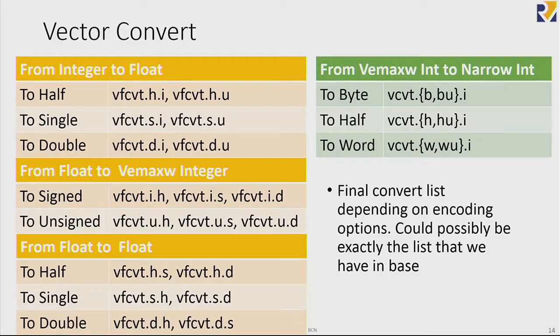So that's new. Converts, full set of converts. This is from integer to float, from float to the max integers that you have, from float to float, obviously all combinations, and from a large integer to a narrow integer. Again, it seems that we will be able to just encode the exact same mnemonics that you know and love, fconvert SW, fconvert SWU. That's really dependent a little bit on the final question: do we have every bit to encode everything?